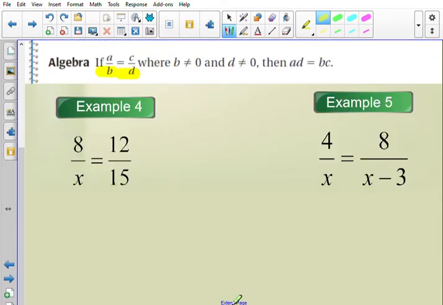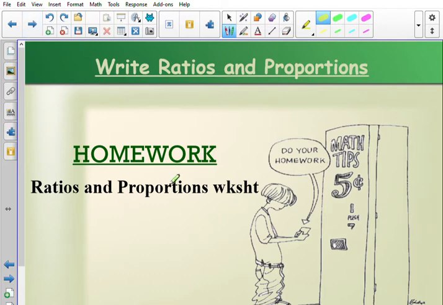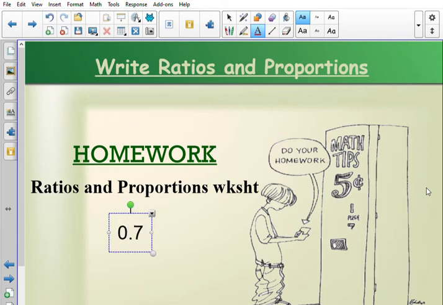Same thing here. I'm not going to waste your time with working these out, because I feel like we can do it. Homework today is going to be 0.7, ratio and proportions worksheet, and your guest teacher will tell you which problems you do not have to do for being in class today.